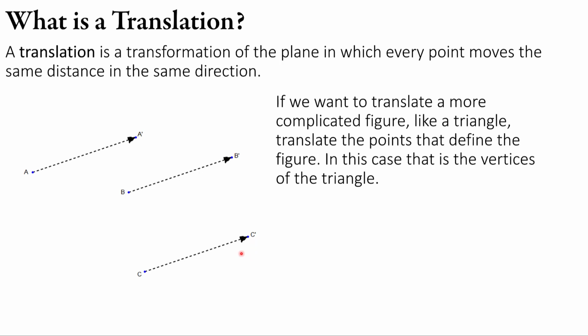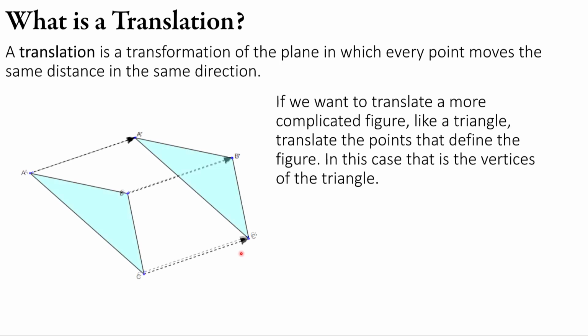If we want to translate something more complicated, say a triangle, then we translate all of the points that define the figure. So if a triangle is defined by its three vertices, if I had the triangle ABC, I would translate its vertices, and this would translate the triangle. The triangle ABC has moved over here to A prime, B prime, C prime.